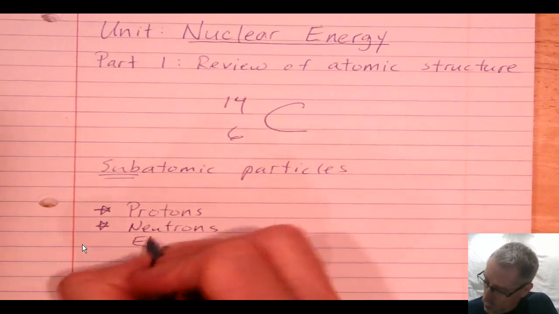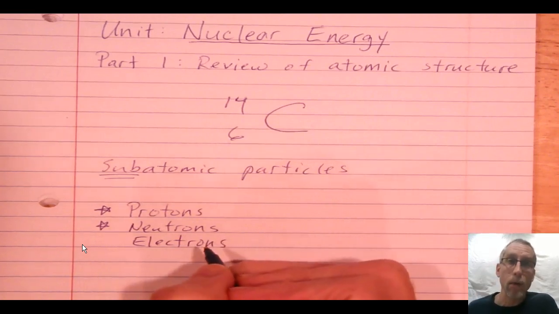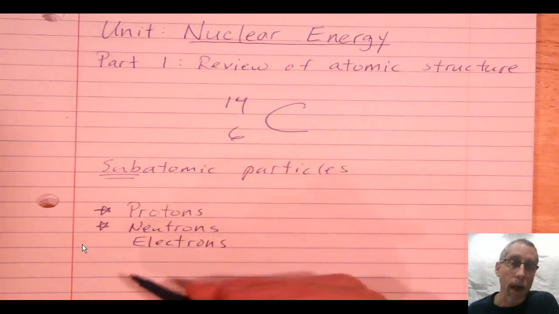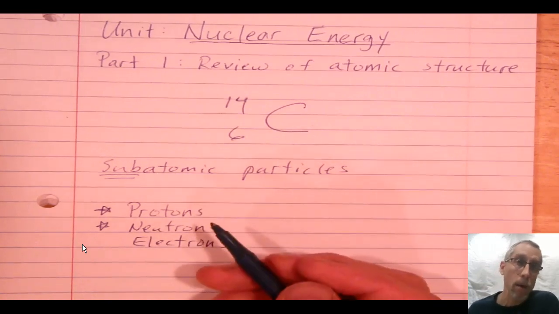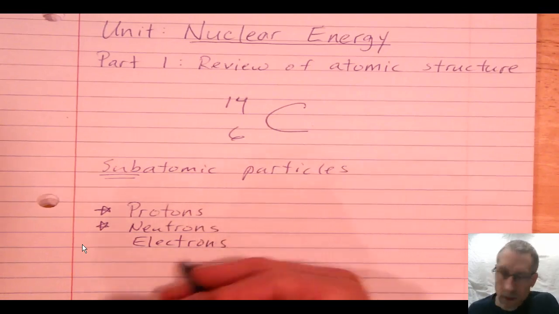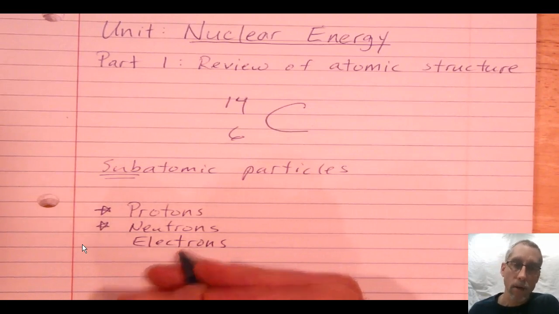And then the third one, the electrons. Those are the things we were most interested in when we did regular chemistry stuff, like does one atom bond to another atom? It all depends on how many electrons, in particular the outer electrons, these atoms have. But these are going to be sort of on the sidelines for most of the nuclear chemistry stuff.